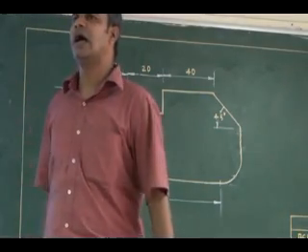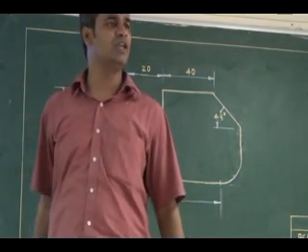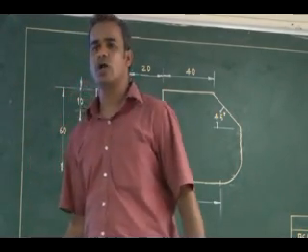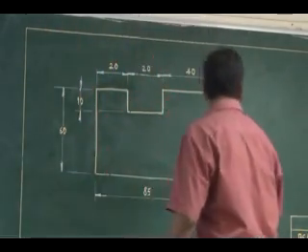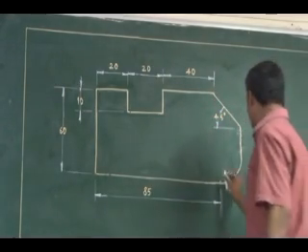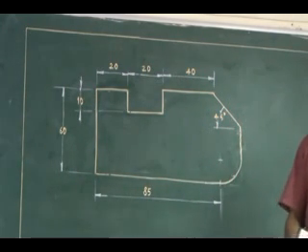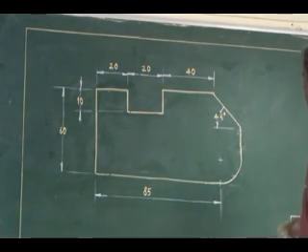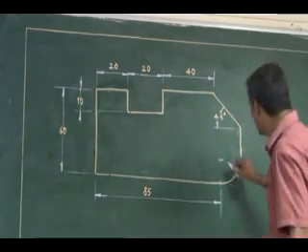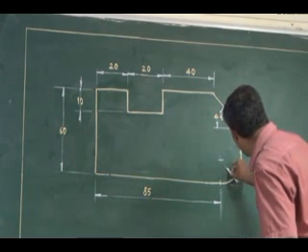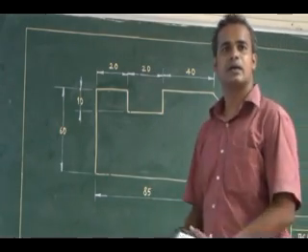You have to draw an extension line from the center of the arc or from the center of the circle. Remember that. So what is the center of the arc here? The center of the arc is somewhere here. You have to show the center of the arc. Then from the center of the arc, draw an extension line towards the arc. Okay, this is my line.